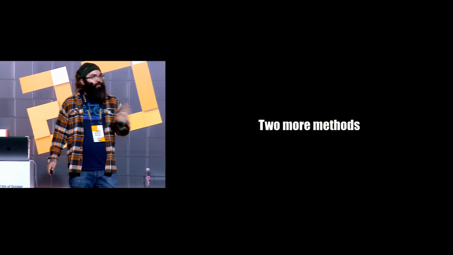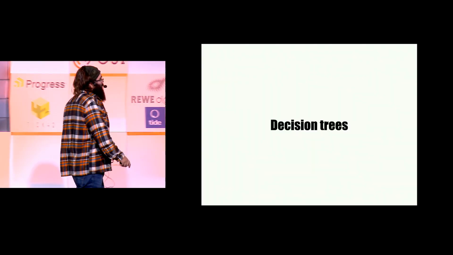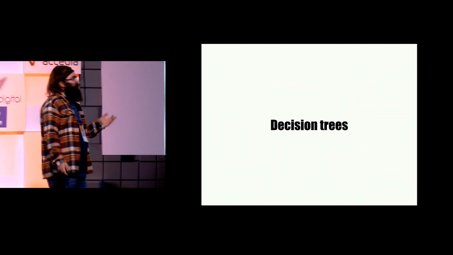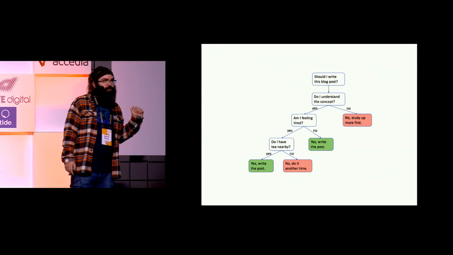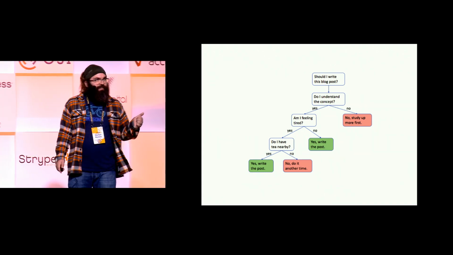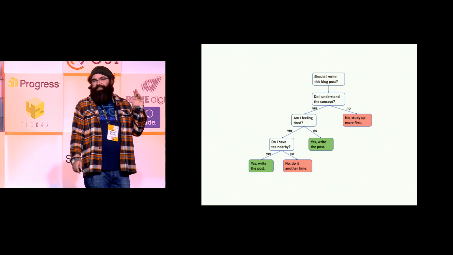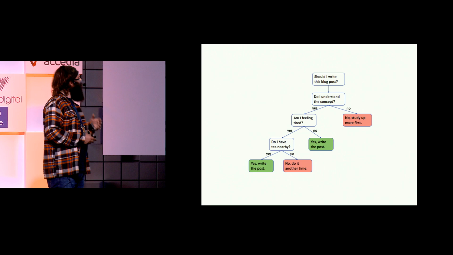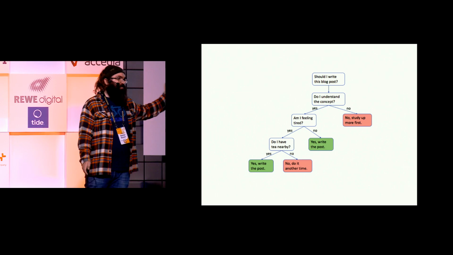So let me quickly show you two more methods, different classical machine learning algorithms. One of them is called a decision tree. You might have seen a decision tree outside of the context of machine learning. For example, here, a decision tree about whether you should write a blog post or not. Do you understand it? No, don't write a blog post. Do you feel tired? Yes. Do you have any tea nearby? If you do, and I guess they assume you also drink it, write it. If you're tired and there's no tea, don't write it. That's essentially what a decision tree is.